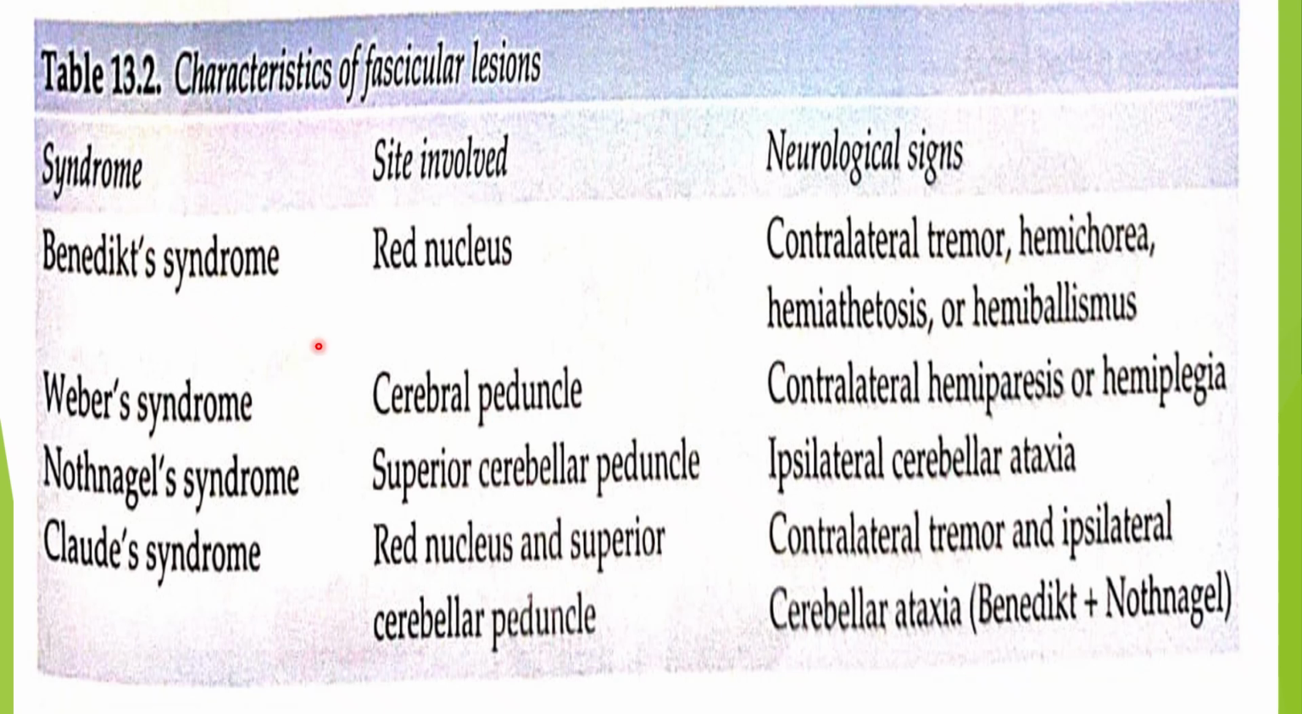So all the lesions are summarized in this table. Benedikt syndrome, the site involved is the red nucleus. There will be contralateral tremor, hemichorea, hemiathetosis, or hemiballismus. Weber syndrome, the cerebral peduncle is affected. Contralateral hemiparesis or hemiplegia. Nothnagel syndrome, the superior cerebellar peduncle is affected. Ipsilateral cerebellar ataxia. And Claude syndrome is a combination of both Benedikt and Nothnagel syndrome, so the red nucleus and superior cerebellar peduncle are affected, giving contralateral tremor and ipsilateral cerebellar ataxia.